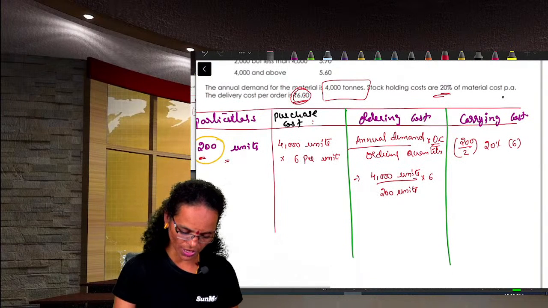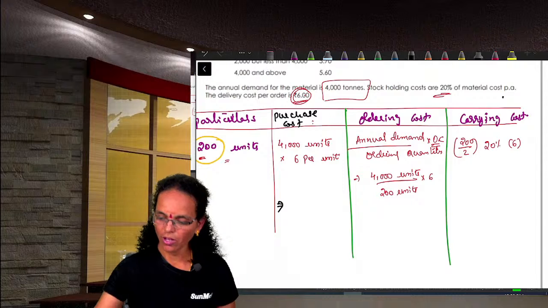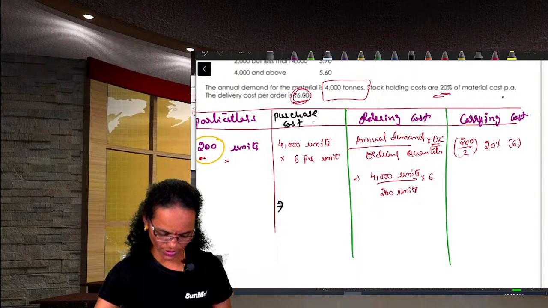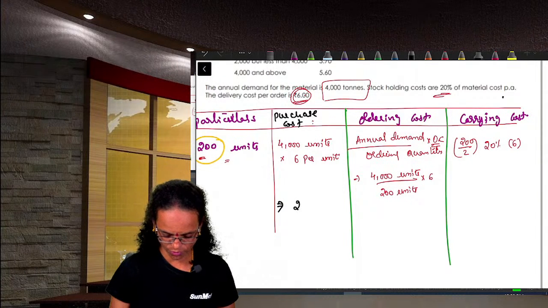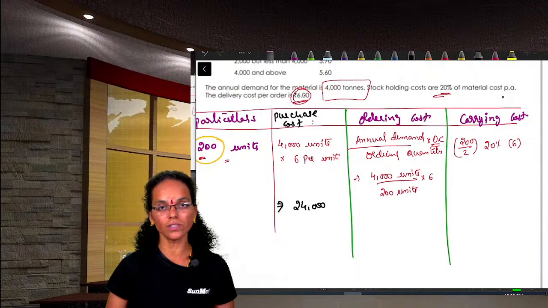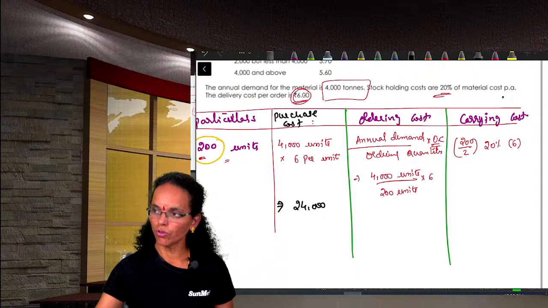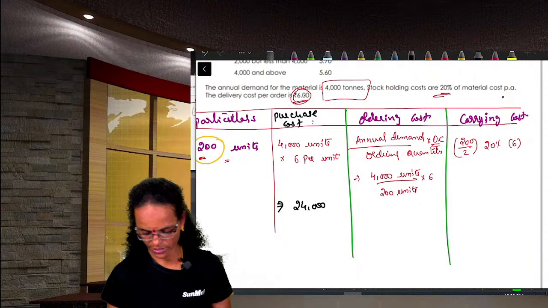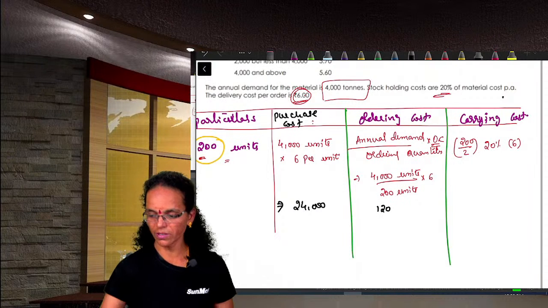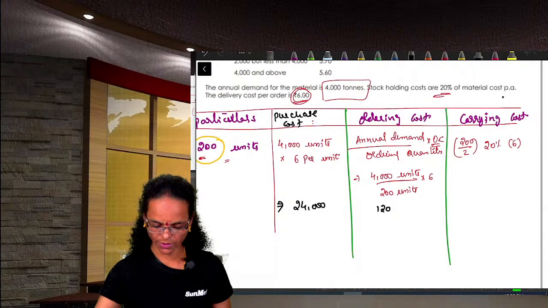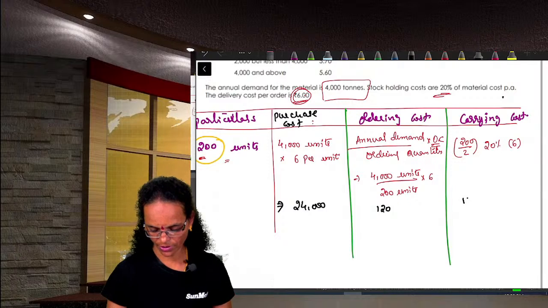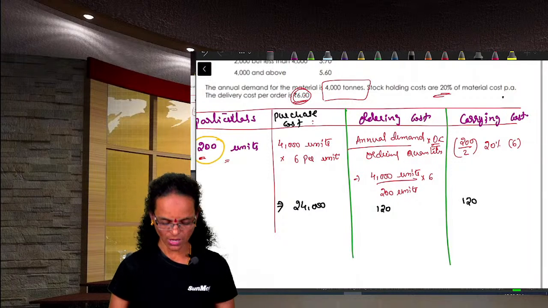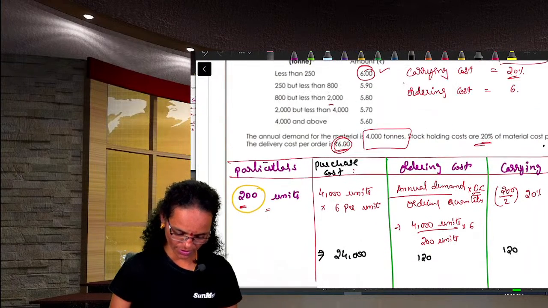Now come to the calculation part. 4,000 into 6, that is 24,000 is the purchase cost. 4,000 divided by 200 into 6 rupees is 120 rupees. This side, 200 divided by 2 into 20% into 6, that is 120. Right. First one is done.